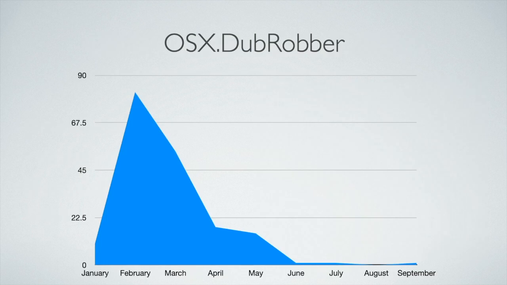As you can see here, we saw a pretty high spike in DubRobber right around the time that this new variant was discovered, and then it fell back off again pretty quickly. That's usually because with that particular variant, there were a lot of machines that were infected by it, and then once they were cleaned up, we were past the point where it was still being distributed.